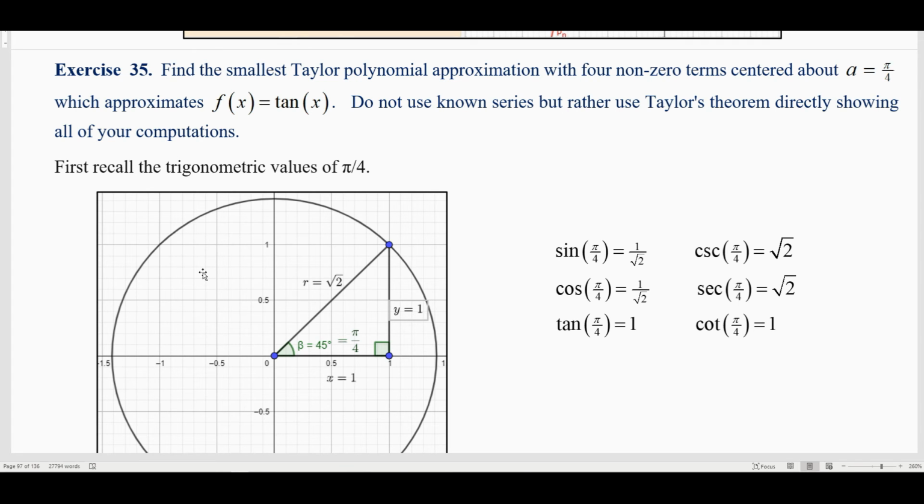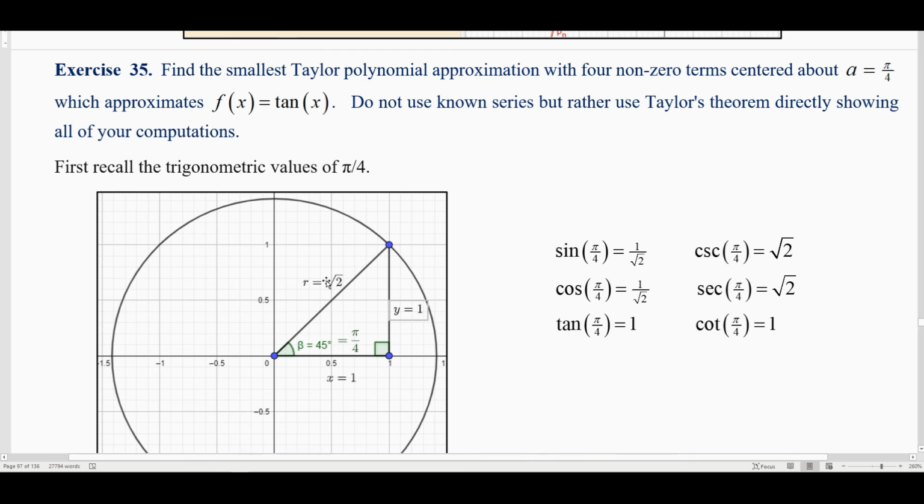Now we might want to remember the trig values of pi over 4. Pi over 4, if you do it as a rotation angle from the standard position, you end up like this. And our little triangle is a right isosceles triangle with side lengths 1, 1, and square root of 2. If we put this in a circle of radius square root of 2, that point is 1, 1.